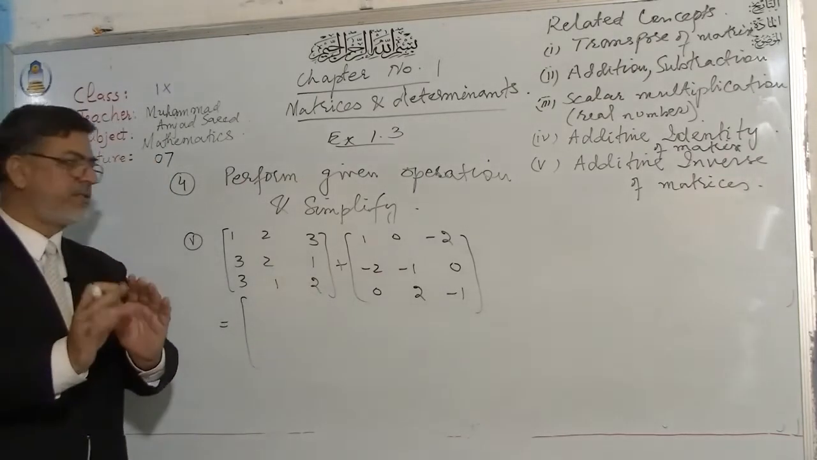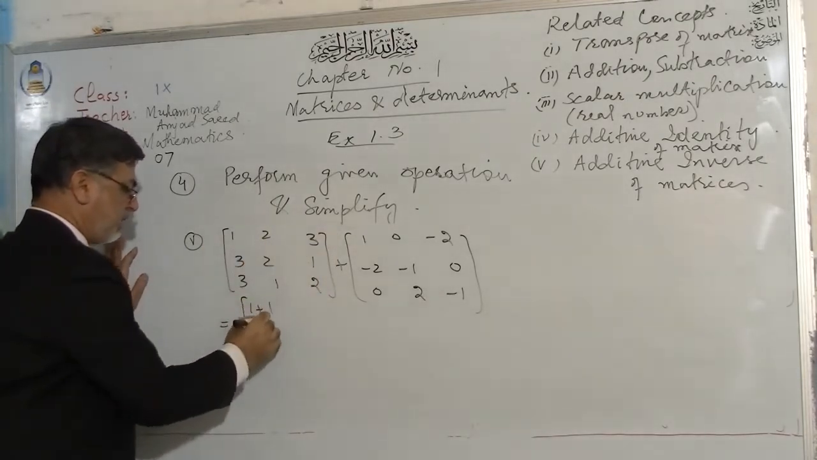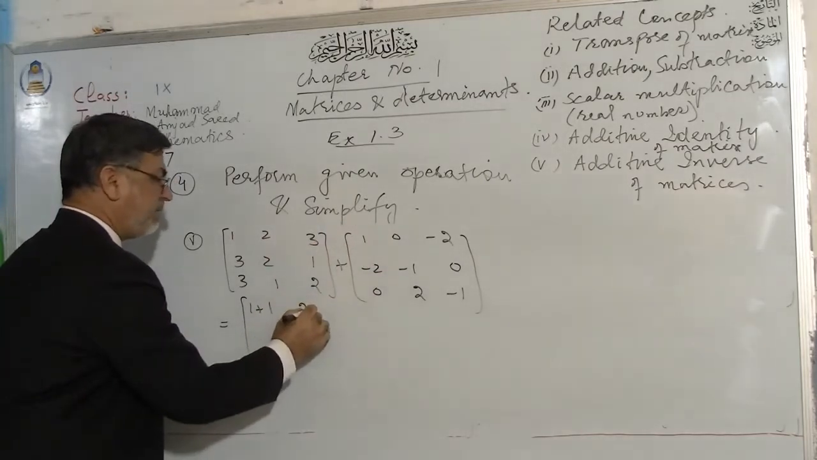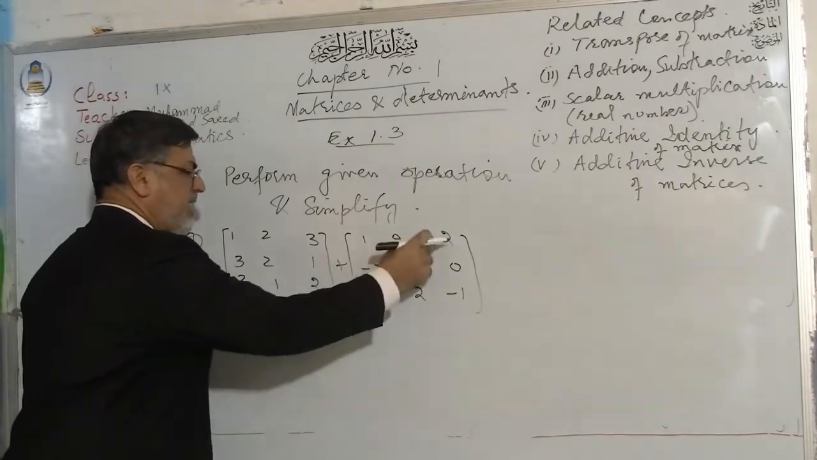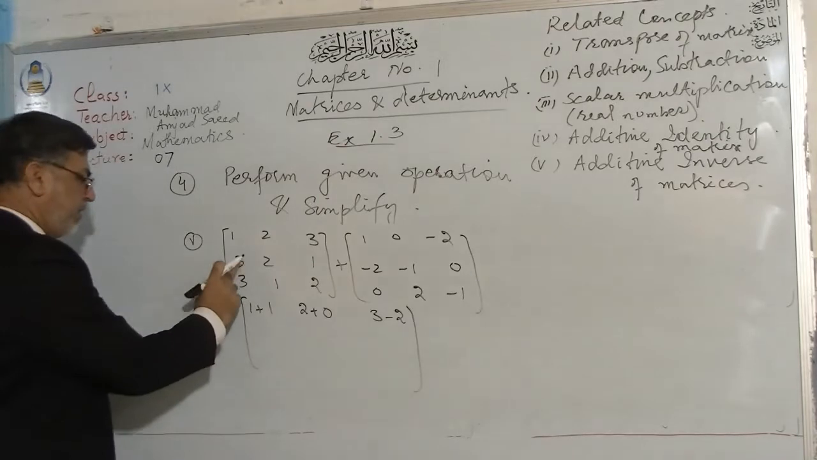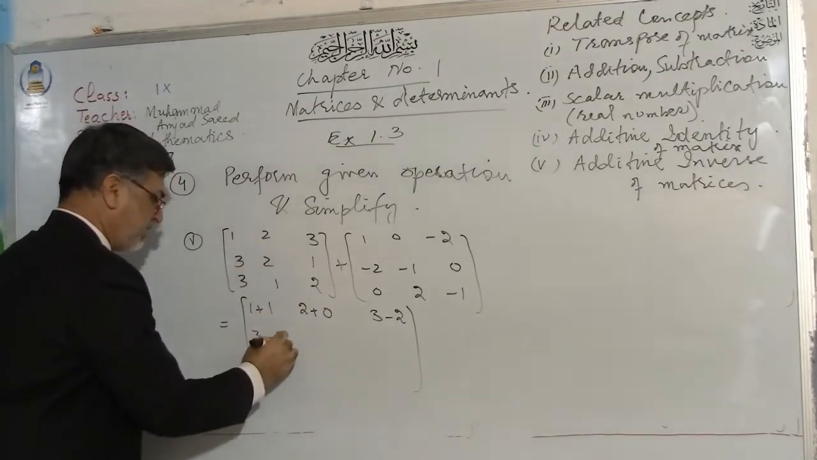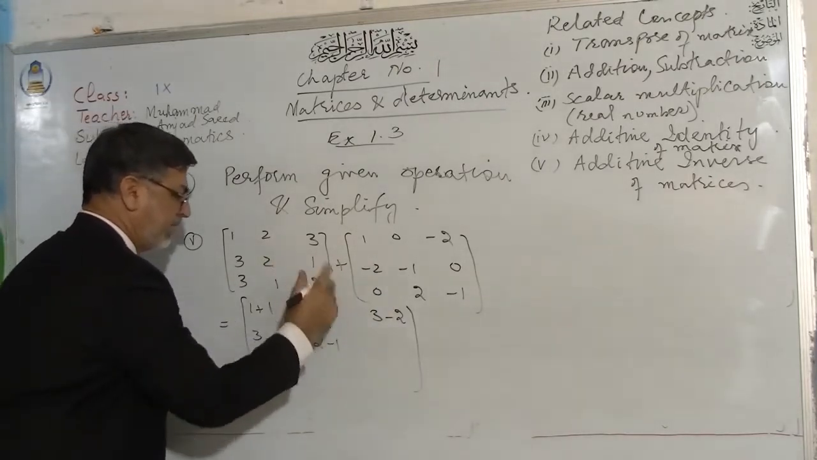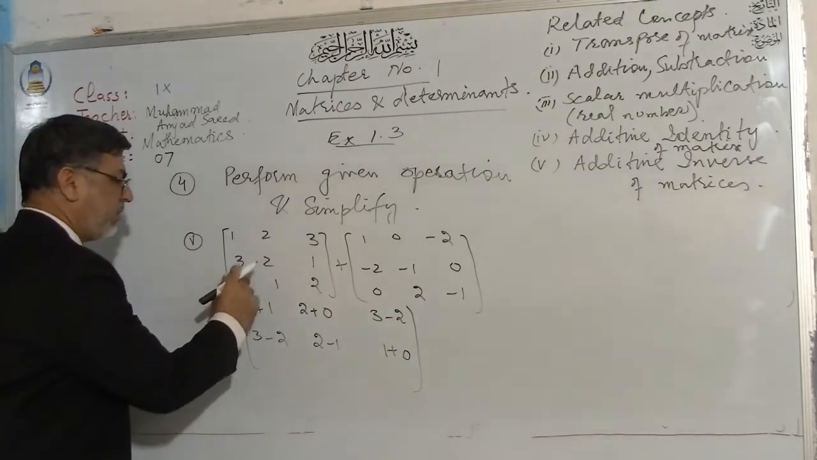Same technique, same method. First plus first. 1 plus 1, second plus second, corresponding members will be added and subtracted. 3 plus minus minus 2. Here is 3. Fourth minus 4 plus minus minus minus 2. That is 2 minus 1 and 1 plus 0. Then again 3 plus 0.